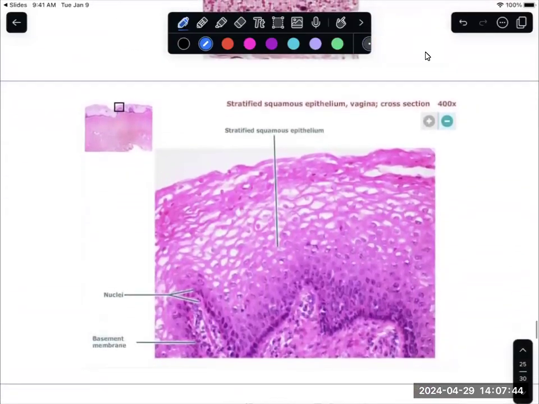Here is stratified squamous epithelium. This is in the vagina. So this layer starts all the way down here, and it goes all the way up. You can see the different shapes of the cells, but we look at this very top layer. This very top layer is these pretty flat cells found throughout. That is that squamous. They're flat. That's stratified because it's more than one layer.